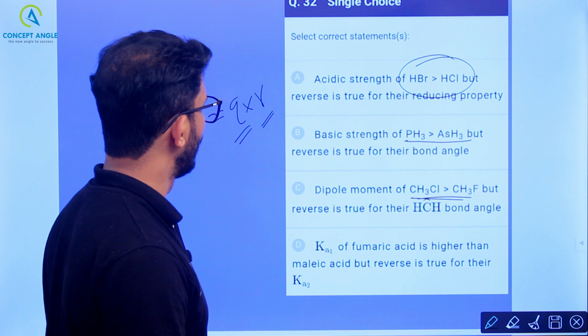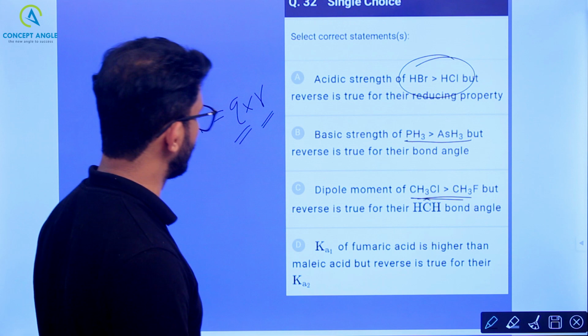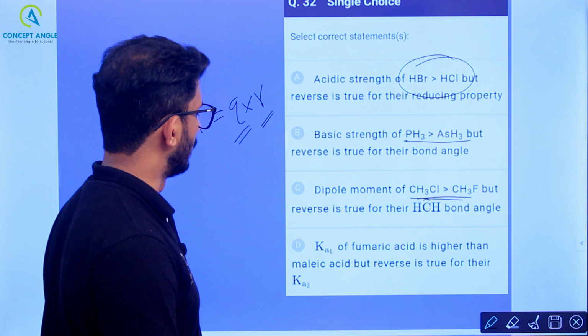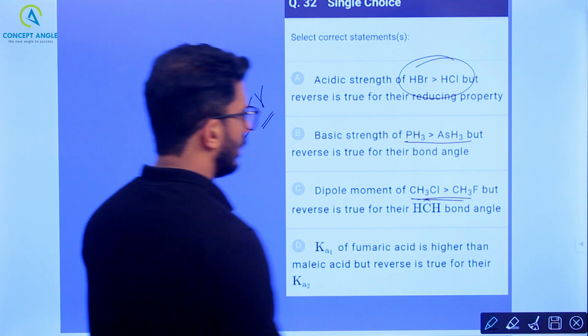And let's compare the bond angle. The figure is there in the next slide. We will explain there. And Ka1 of fumaric acid is higher than maleic acid. They are stereoisomers, geometrical isomers, but the reverse is true for their Ka2. And let's look at the next slide.